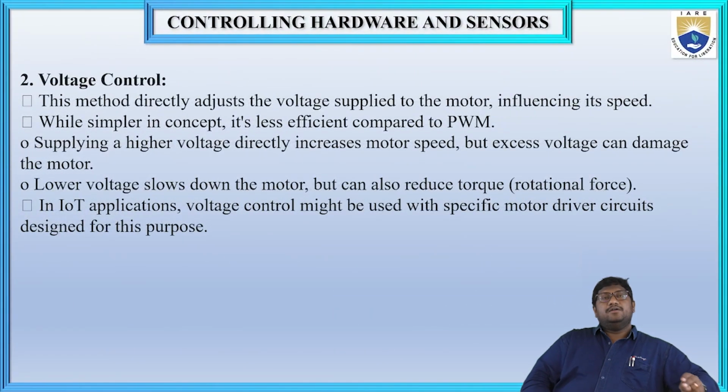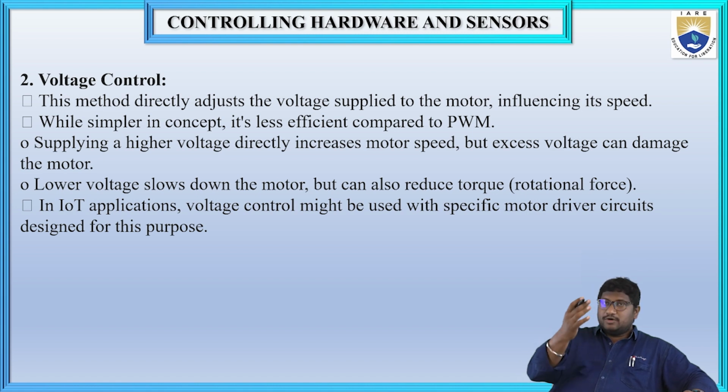And the second one, voltage controller. This was the second method, which directly controls the speed of our motor. This method directly adjusts the voltage supplied to the motor, which influences its speed. It is a simpler concept compared to PWM.